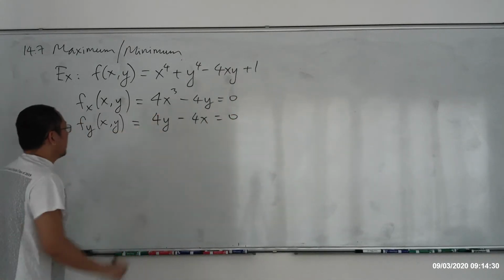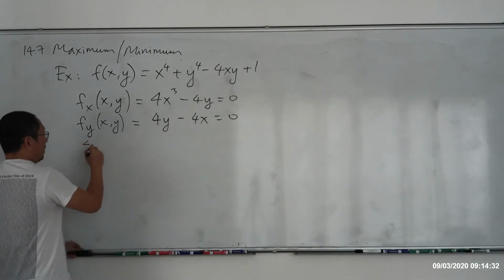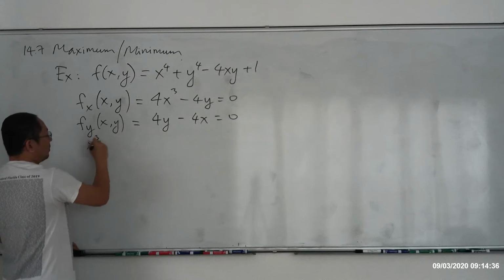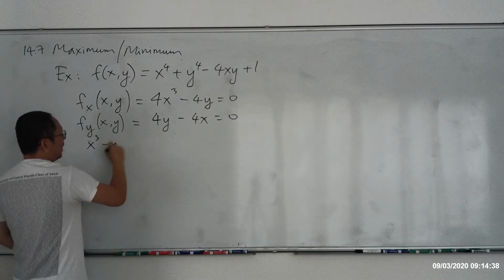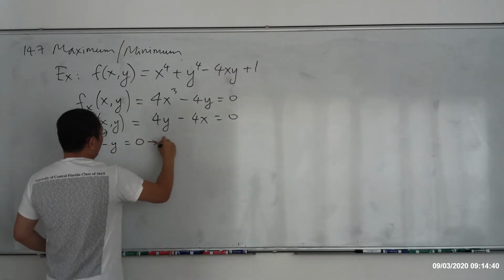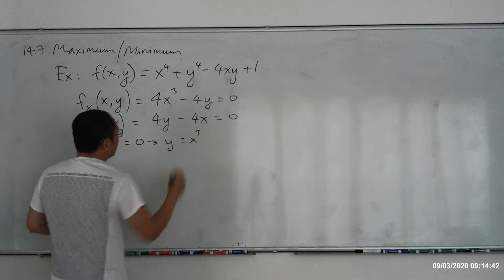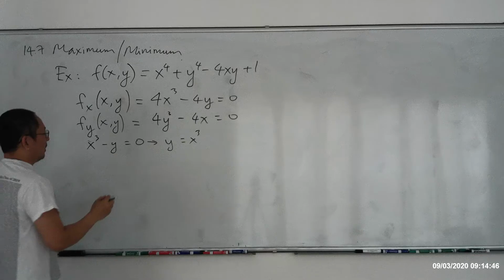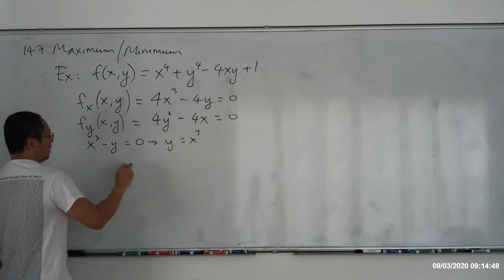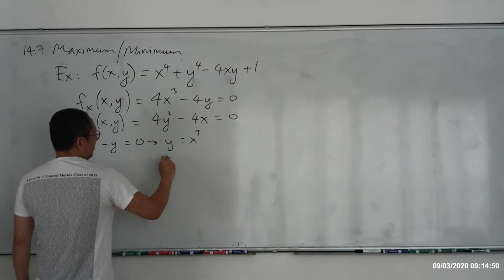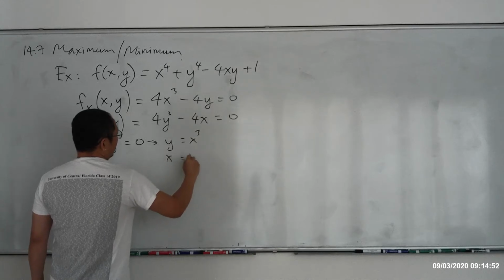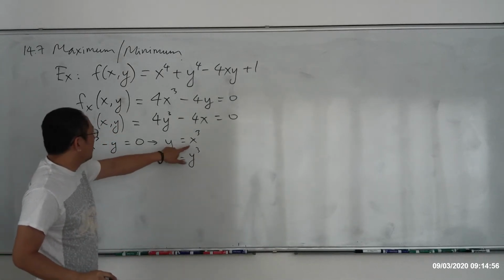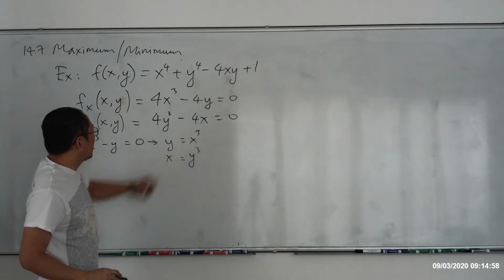So from the first equation, I divide both sides by 4. Okay? So I got x cubed minus y equal to 0, or y equal to x cubed. And similarly, for the second equation, I got x equal to y cubed. I don't think I need the second one. I got y equal to x cubed.